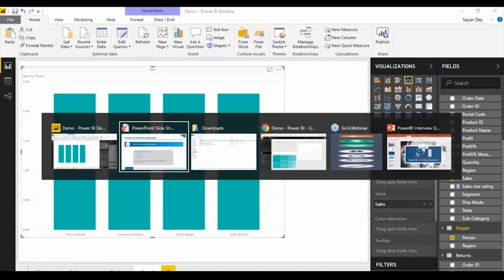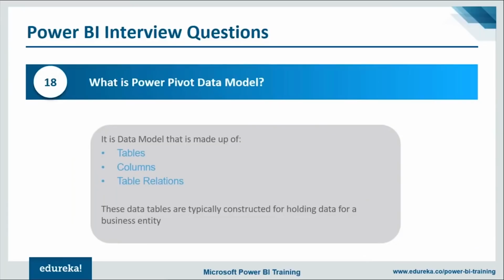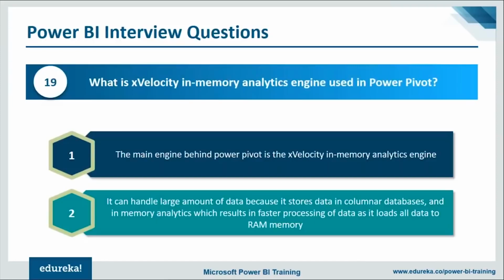These are some scenarios that you should point out when you talk about the data model, what is Power Pivot, and when you talk more about relationships. The xVelocity in-memory analytics engine is something I talked about. That's basically the underlying engine behind Power Pivot. That's something that drives Power Pivot.